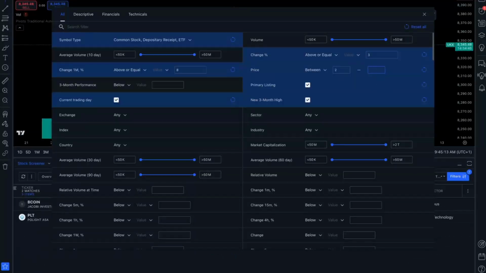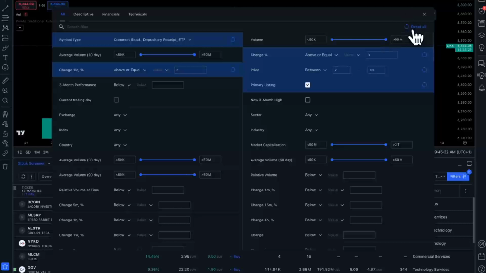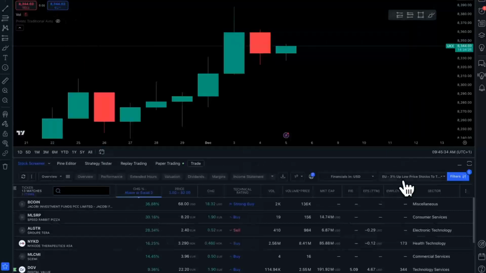80. Oh, 80. We really don't get many items. We get there. So what else can we change? New 3-month high, we get rid of that. Okay, primary listing, current trading day. Okay, fine. So now I think we've got the filters.